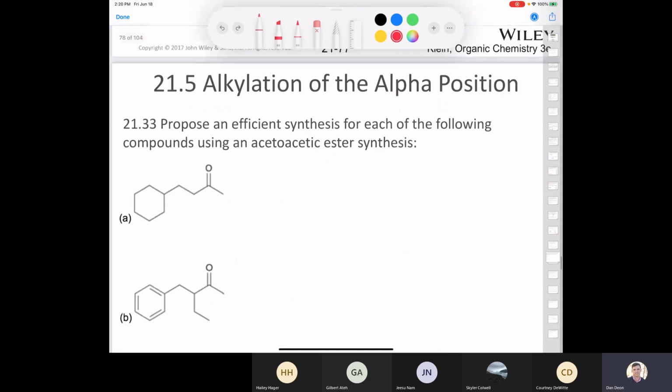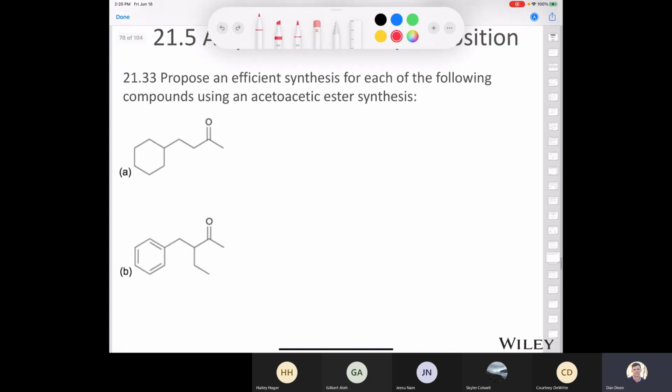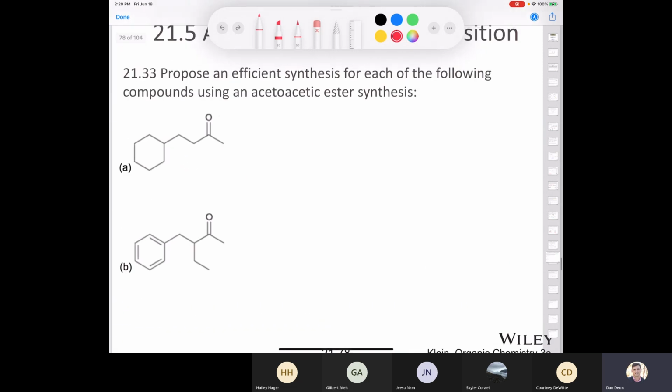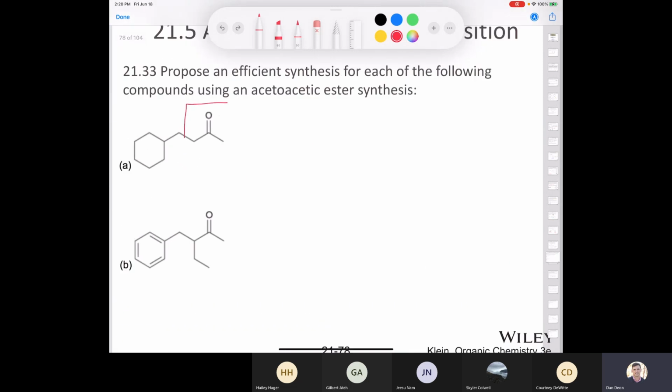So with all that in mind, let's take a look at an example or two here where we have to use the acetoacetic ester synthesis in order to synthesize these two compounds. So in A, what it means is that these three carbons are going to come from my ethyl acetoacetate. So let's write out the structure of ethyl acetoacetate. It's like you take diethyl malonate, okay, and then you just erase this, and that's the molecule. That's ethyl acetoacetate.